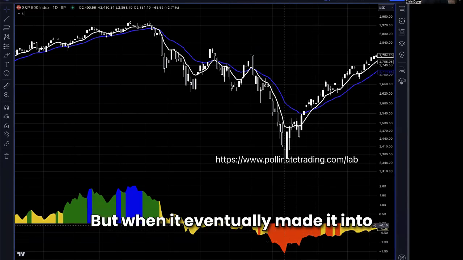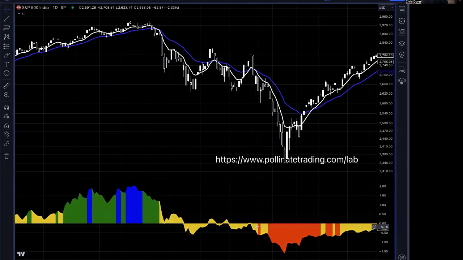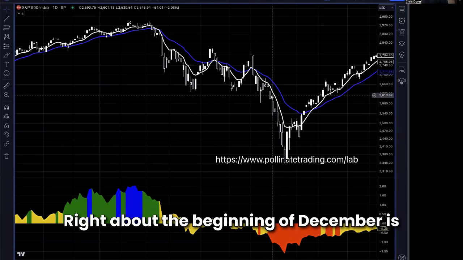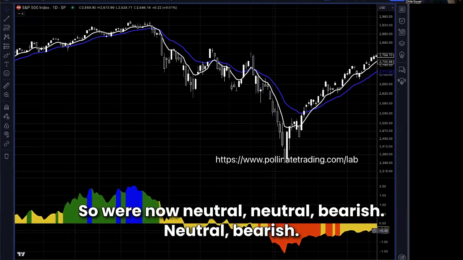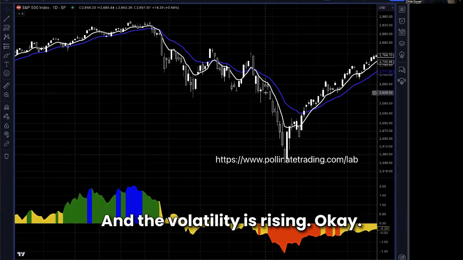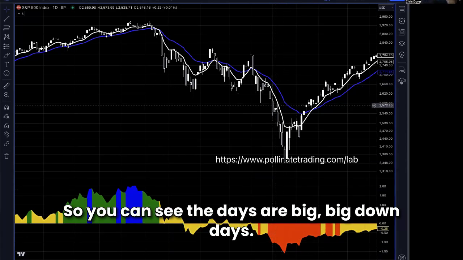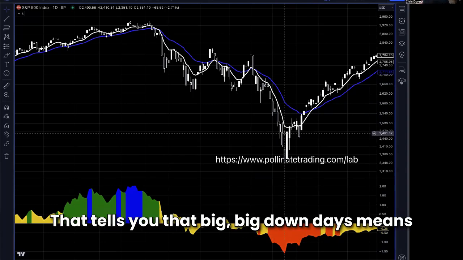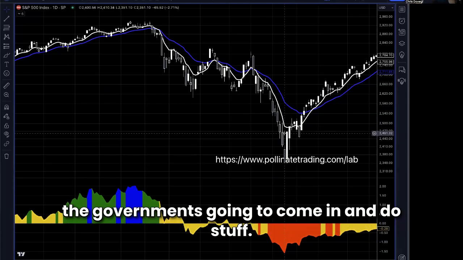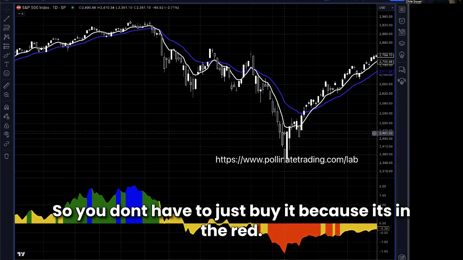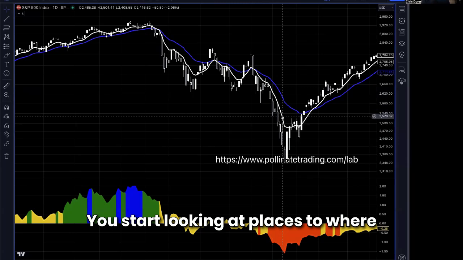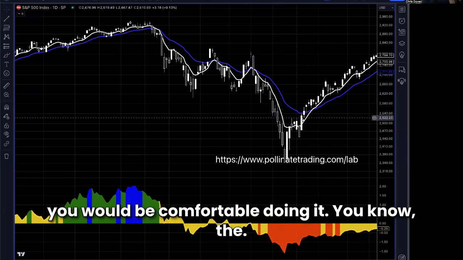But when it eventually made it into the red area, right about the beginning of December, is when it got the most volatile. So we're now neutral, neutral, bearish, neutral, bearish. Now we're into bear, and the volatility is rising as price declines. So you can see the days are big, big, big down days. That tells you the government's going to come in and do stuff. So you don't have to just buy it because it's in the red. You start looking at places where you would be comfortable doing it.